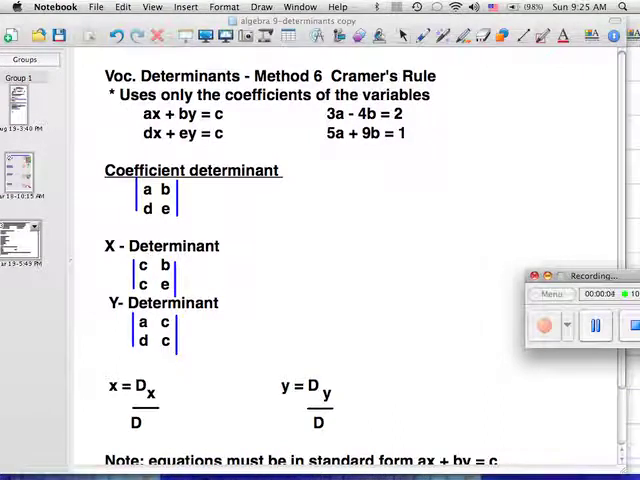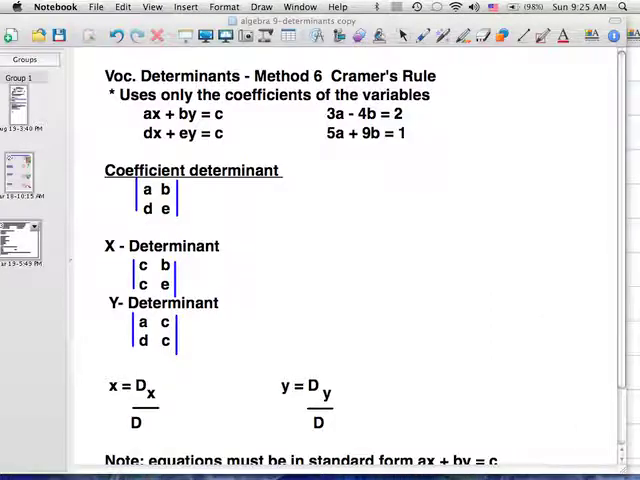We're on chapter 9 and we're doing a method that is not in the book. It's using determinants and matrices, and the method was discovered by a gentleman named Kramer, so it's called Kramer's rule. We're only going to use the numbers in front of the variables, the 3, the -4, the 5, and the 9, and we're also going to use the constants, the number after the equal sign.